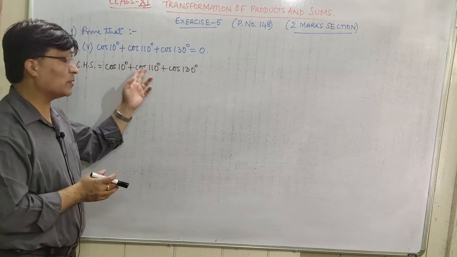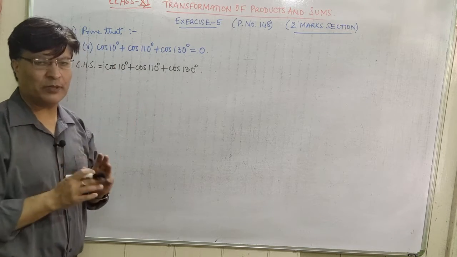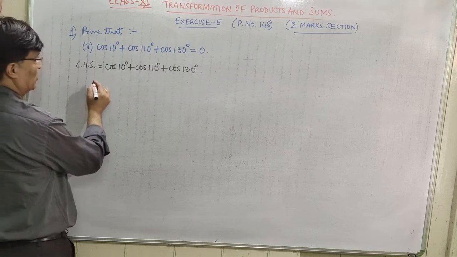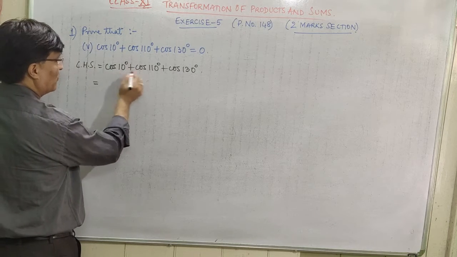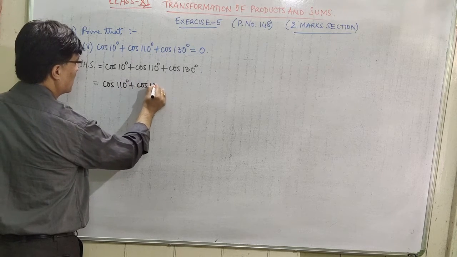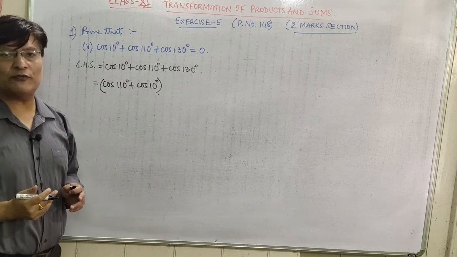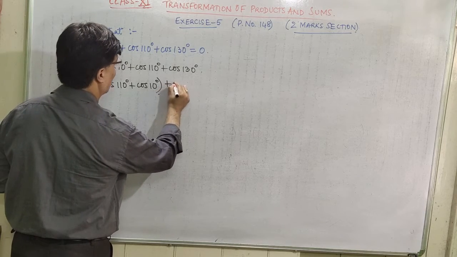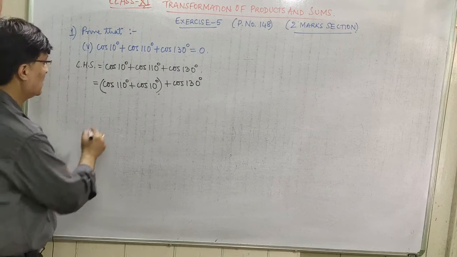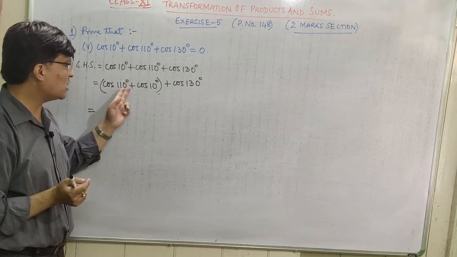So which two terms will you take in pair? You can take either first term plus second term, it may be second term plus third term, or it may be first term plus third term. You may take any pair here, okay? So let us take the first two terms. But let us write down the greater angle first here, that is cos 110 degree plus cos 10 degree. So let us keep it within bracket so that we can use the formula of cos C plus cos D. Then plus, this is cos 130 degree. Okay. So now let us use the formula now here. So what is the formula that you can use here? It is cos C plus cos D.